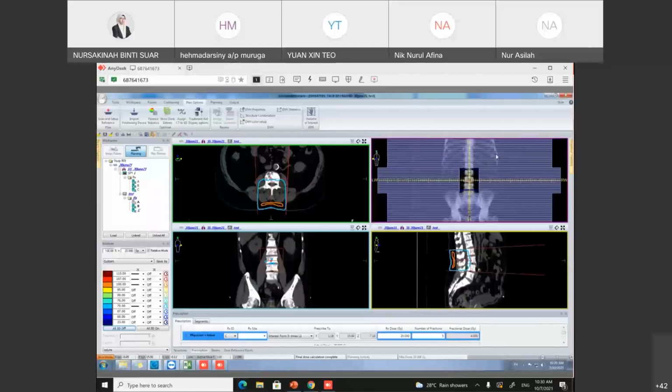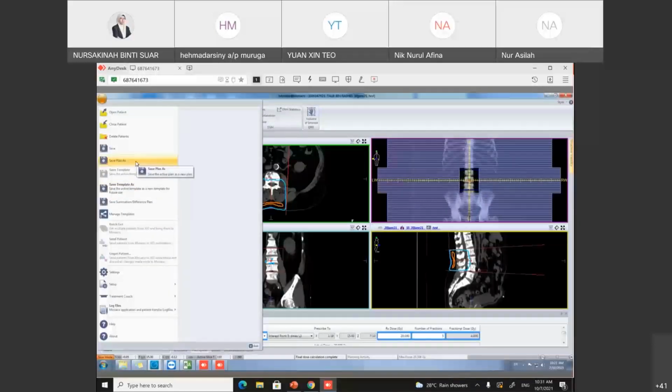Okay, now we move to our second example case. Actually, the second case is the same. I just change the prescription from one beam technique to two beam technique. So maybe I will just use back this L2 L4 case to do some adjustment. Just now for this case, we only used one beam technique. You can save another plan so later you can see the difference.